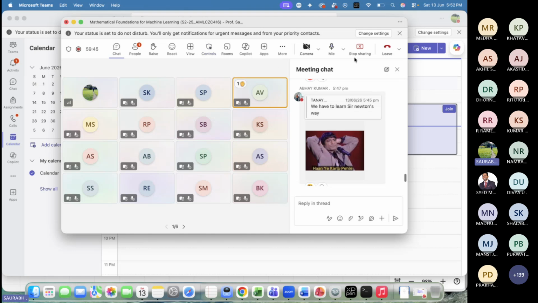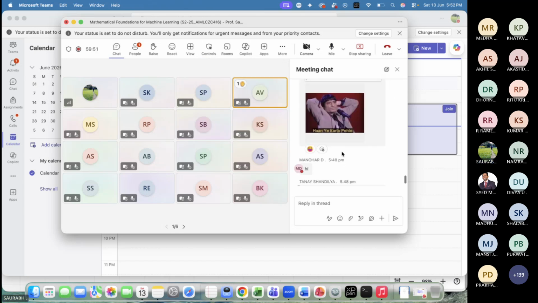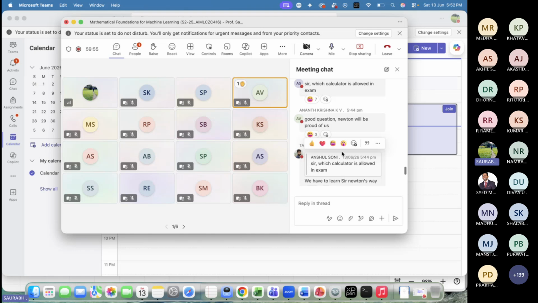What is the joke about? Yes, exactly. The idea is more variables, closer to the.